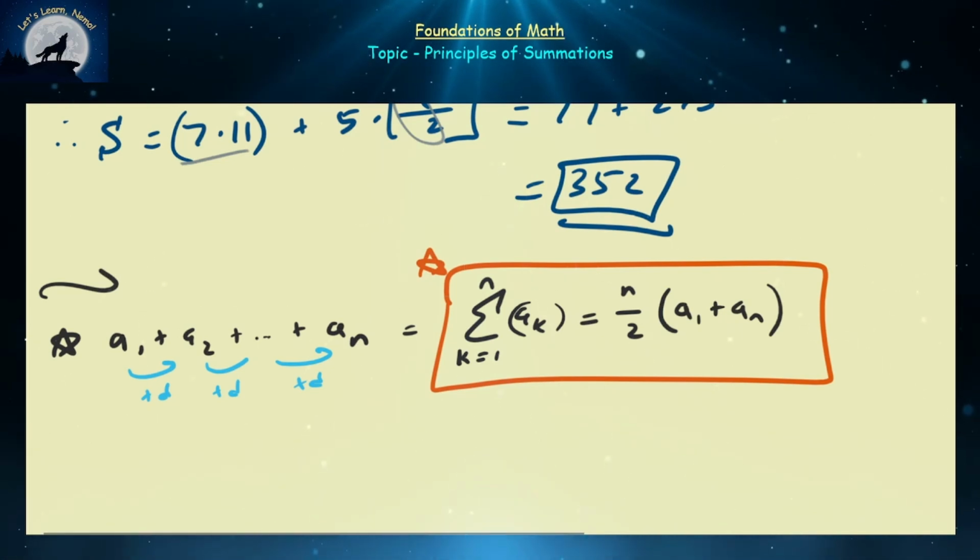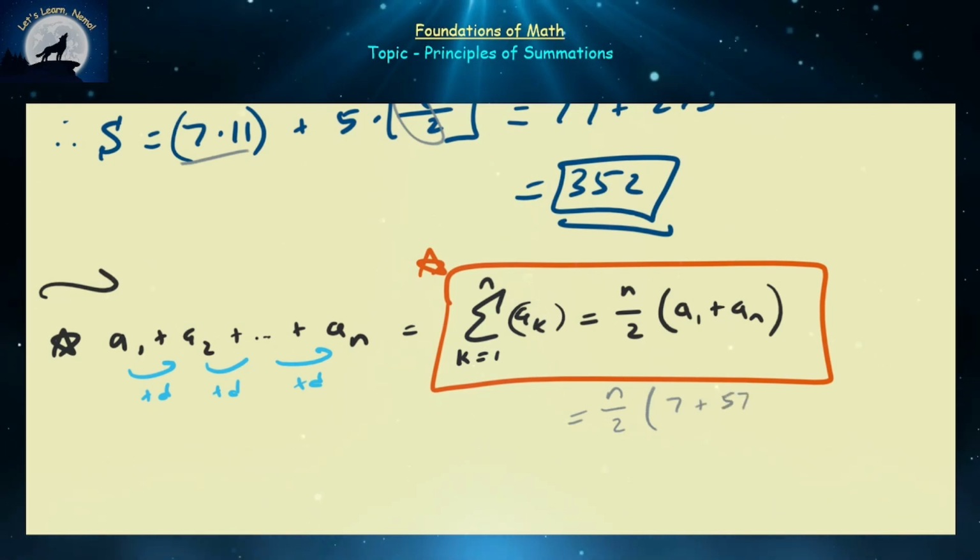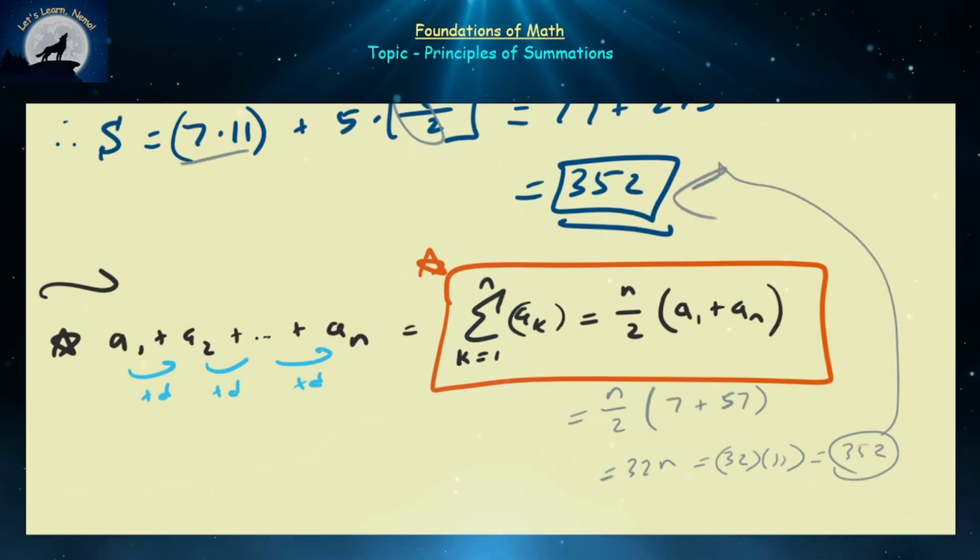Right? But of course, does this formula work for what we have? The answer is yes. Because what was n in our case? Well, let's assume that we don't know. So let's assume we have n over 2. The first term that we had was 7, and the last term that we had was 57. So (7 plus 57) divided by 2 is going to be equal to 32 times n. And using some algebra, we were able to figure out that the number of terms in the expression was 11. So that's going to be 32 times 11, which is equal to 352, which is the same value that we had earlier via manual calculations, right?